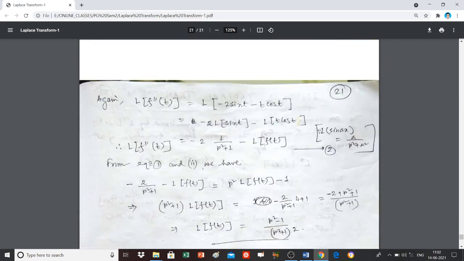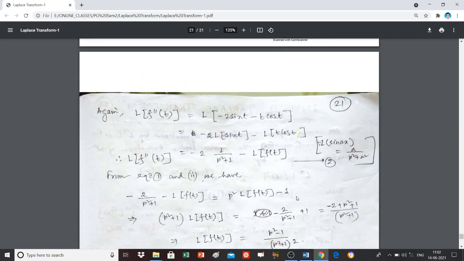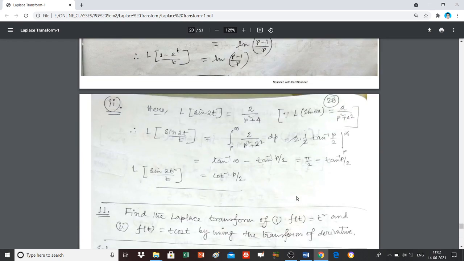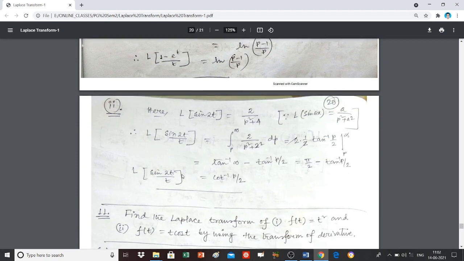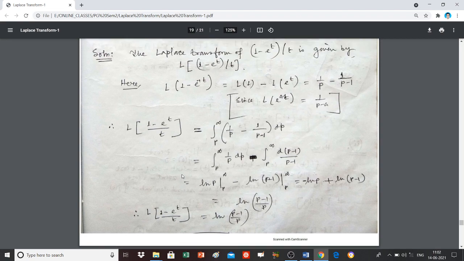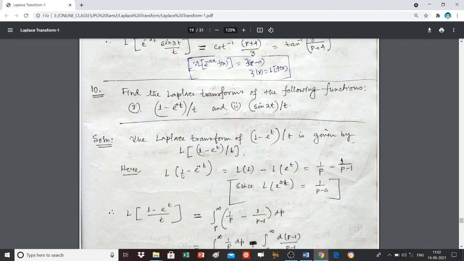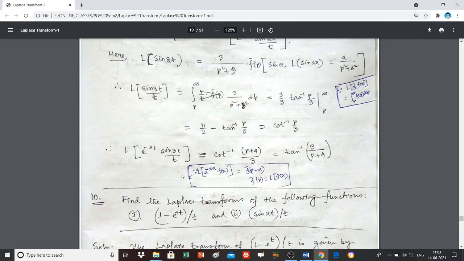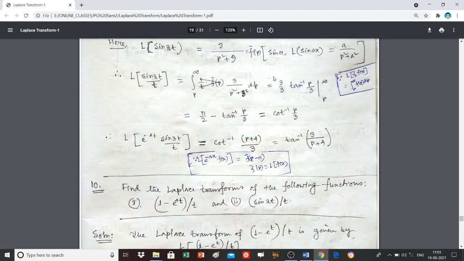Now we have to compute the next value. So here, this is cot inverse p by 3.